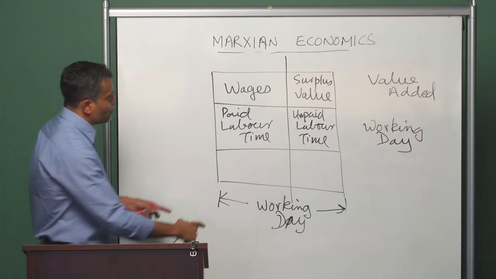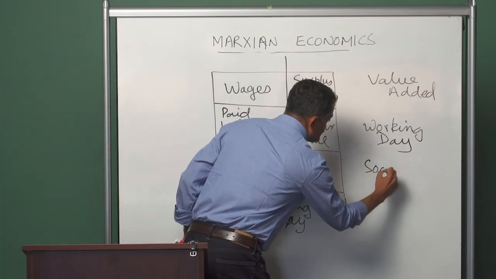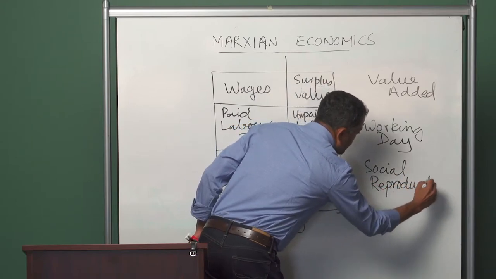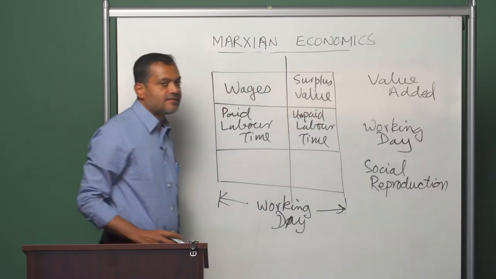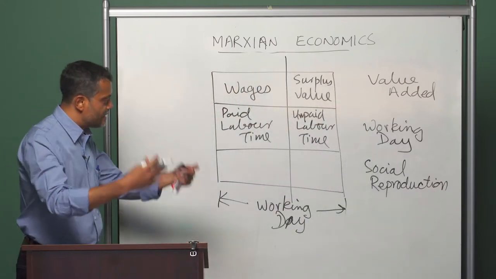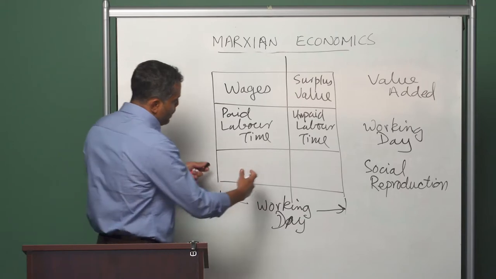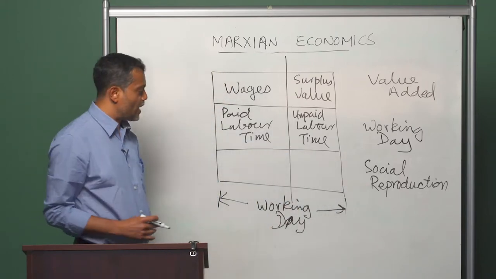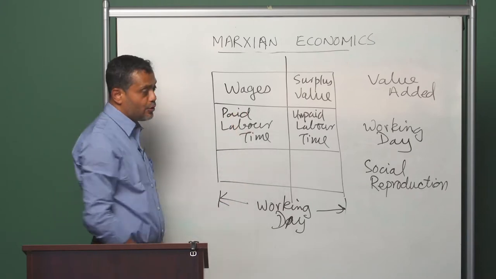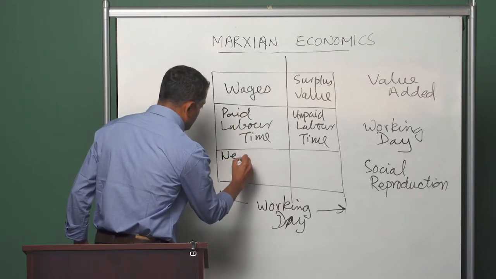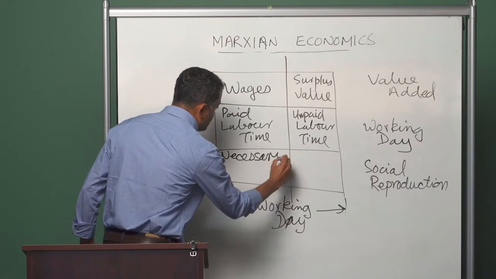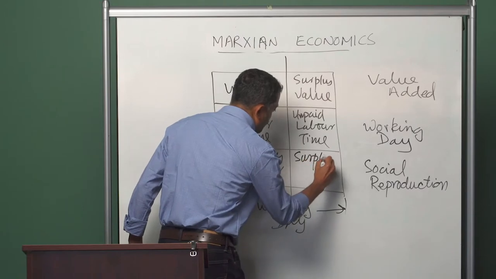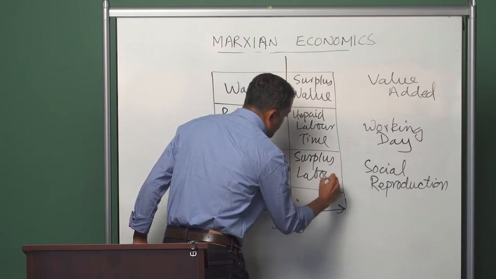And we can also look at the total working day in terms of the needs of social reproduction, meaning all the tasks that are necessary to reproduce society day after day. If we look at the total working day in terms of what is necessary to reproduce society, we can break it up into two parts. First part is what Marx calls necessary labor, and the second part is what Marx calls surplus labor.